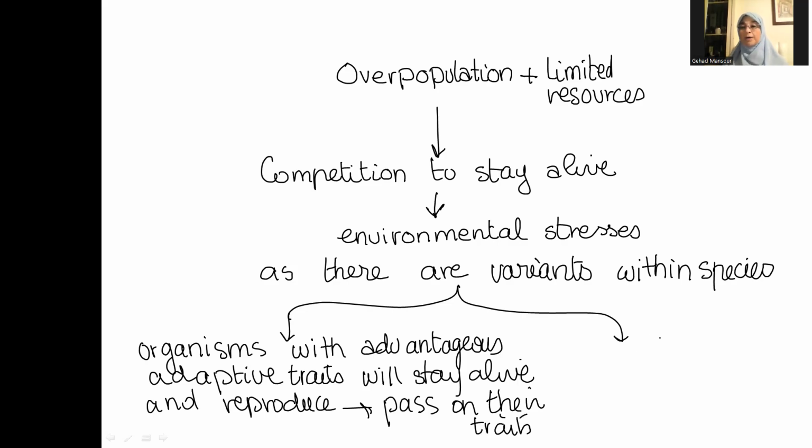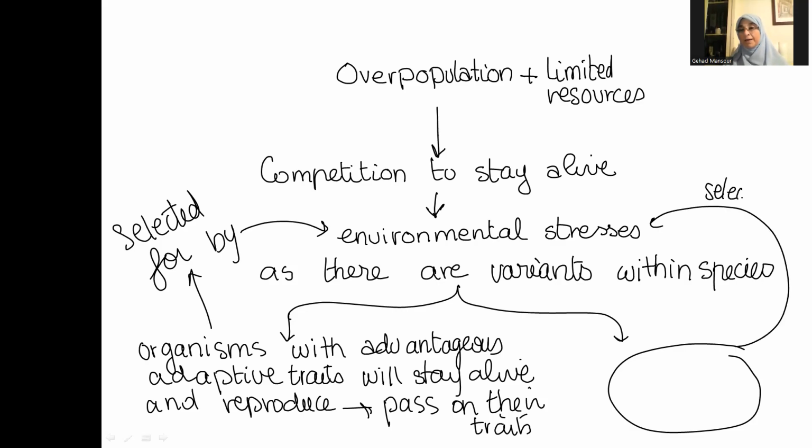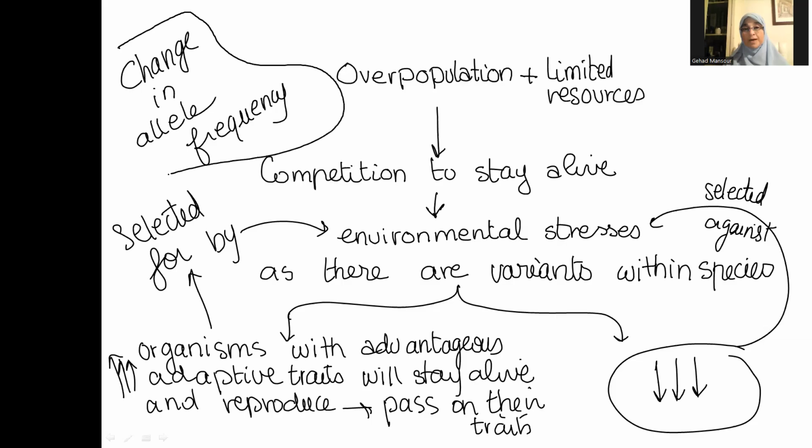On the other hand, here we will write exactly the opposite, meaning that the organisms with non-advantageous, non-adaptive traits will not stay alive, will not reproduce, will not pass on their traits. So these organisms are selected for by the environmental stresses, and these organisms are selected against by the environmental stresses. And at the end of the day, there are organisms that increase in number and organisms that decrease in number. So the final result is a change in allele frequency in the population, because it is only the alleles of the adapted organisms that will stay in the gene pool of the population, and the others will completely disappear.